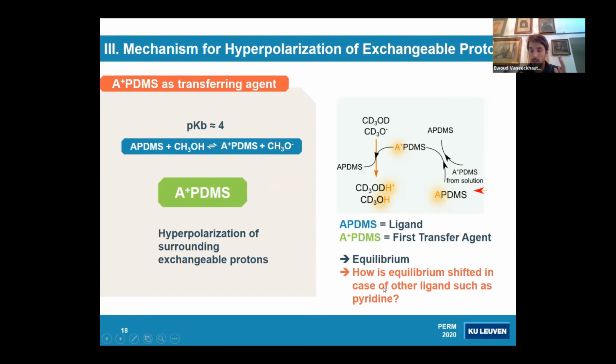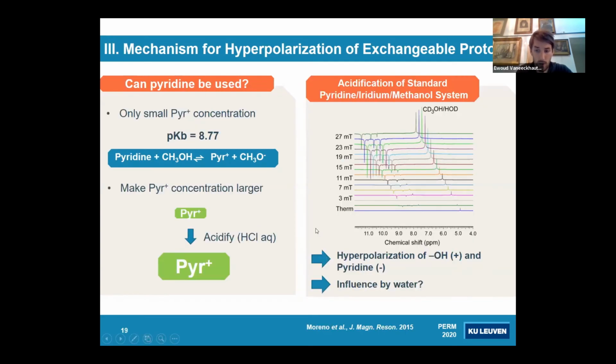So you can ask yourself, is this possible also with other molecules? Why, for example, is pyridine not showing this in a normal experiment? This was explained 5 years ago by Moreno, a beautiful publication.